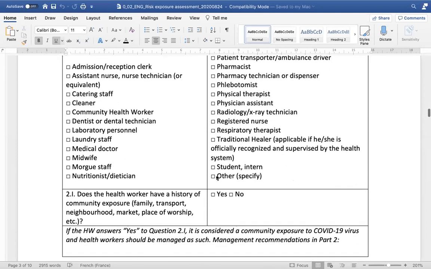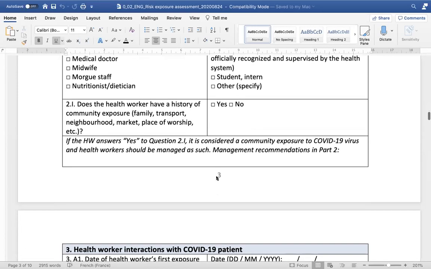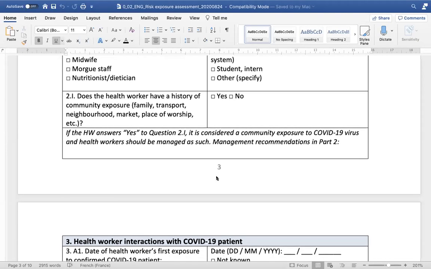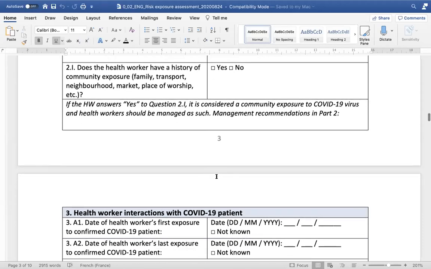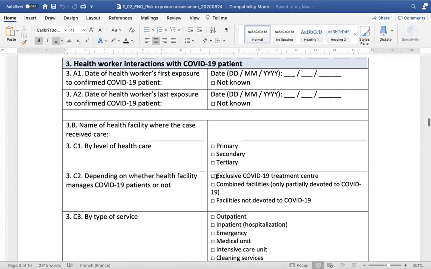Just scroll down. Then, does the health worker have a history of community exposure? If the healthcare worker has a community exposure, then the infection was likely transmitted through the community, so we don't continue. But if it's not, then we scroll down to healthcare worker interaction. So just scroll down.